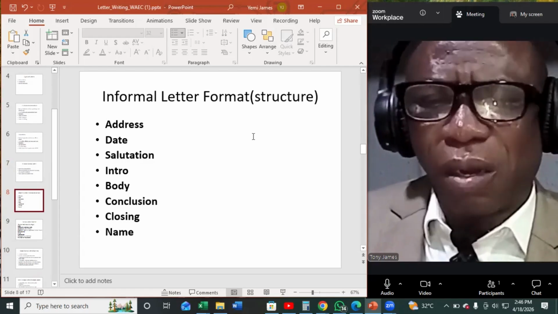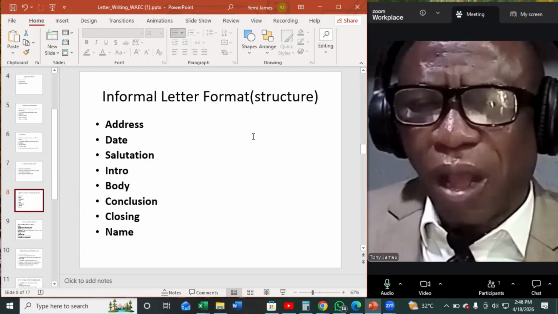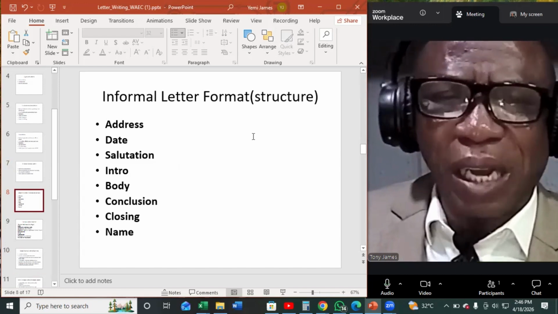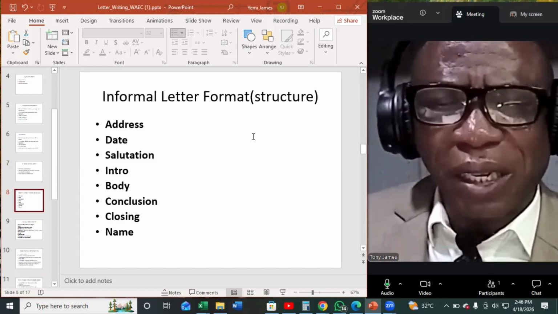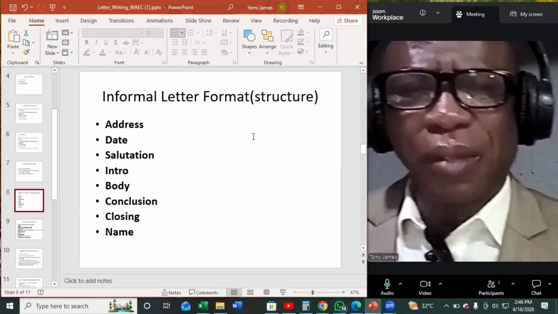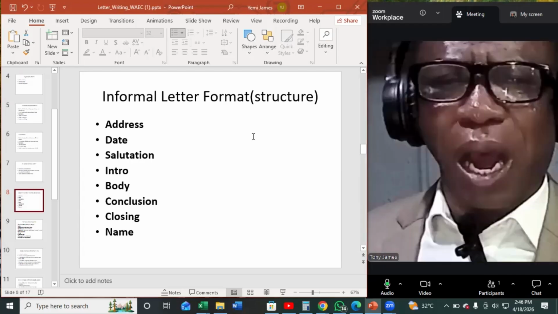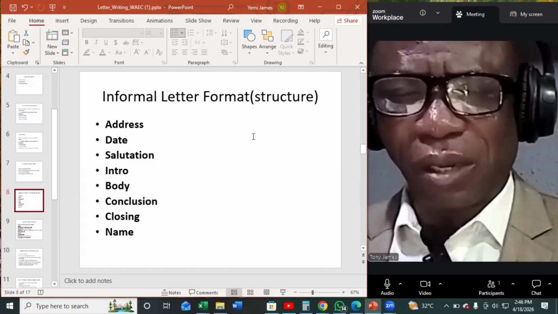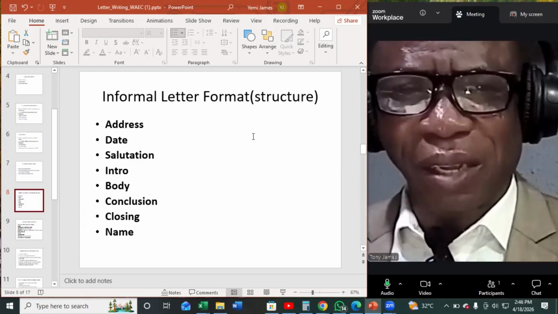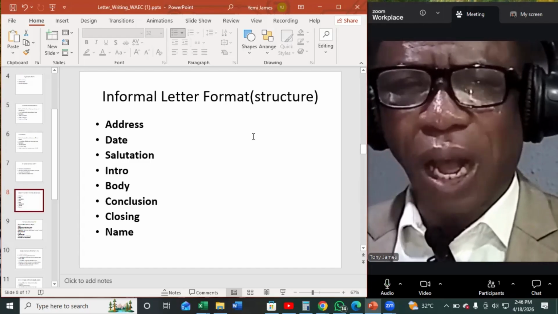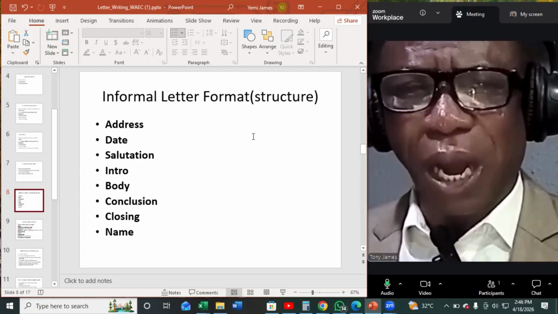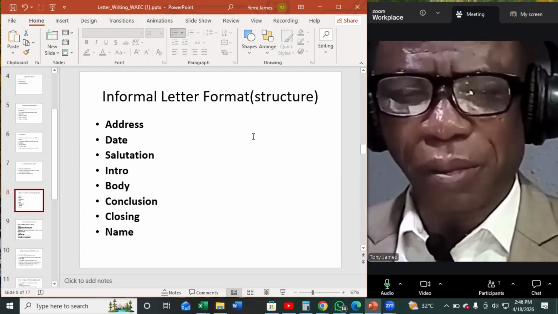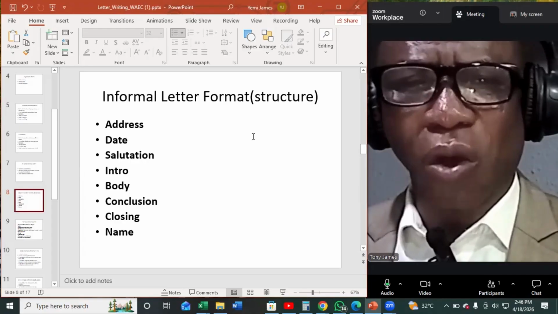First, among the features or format of an informal letter is the address. The address of the informal letter is always written at the top right corner of your page. That is your address, the address of the writer, always written at the right top corner of the page. It's very important that you write your address there.